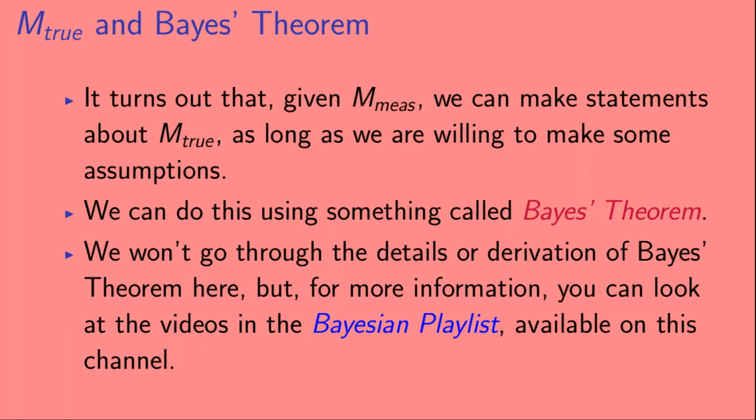It turns out that given M measured, we can make statements about M true as long as we are willing to make some assumptions. We can do this using something called Bayes' Theorem. We won't go through the details or derivation of Bayes' theorem here, but for more information, you can look at the videos in the Bayesian playlist available on this channel.